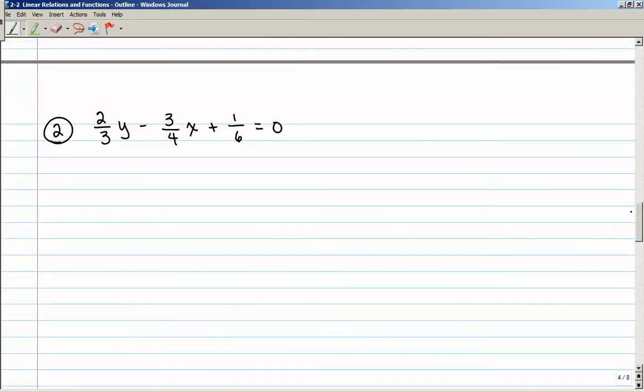Here's another example. 2/3 y minus 3/4 x plus 1/6 equals 0. First thing I would like to do is try to get rid of those fractions. So I'm going to multiply by the common denominator, which is 12. I'm going to take the whole equation and multiply it by 12, or 12 over 1. What this will do is get rid of my fractions for me.